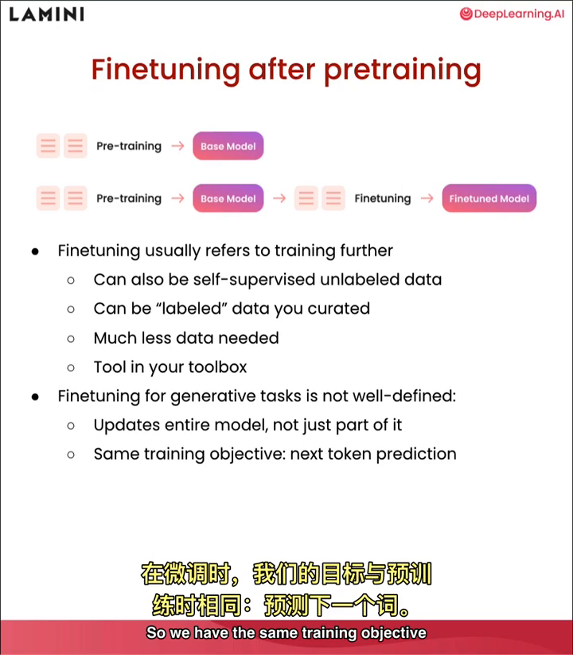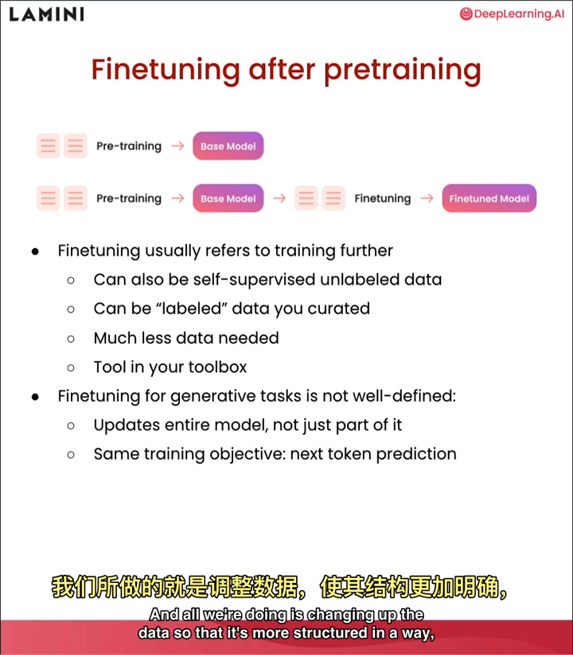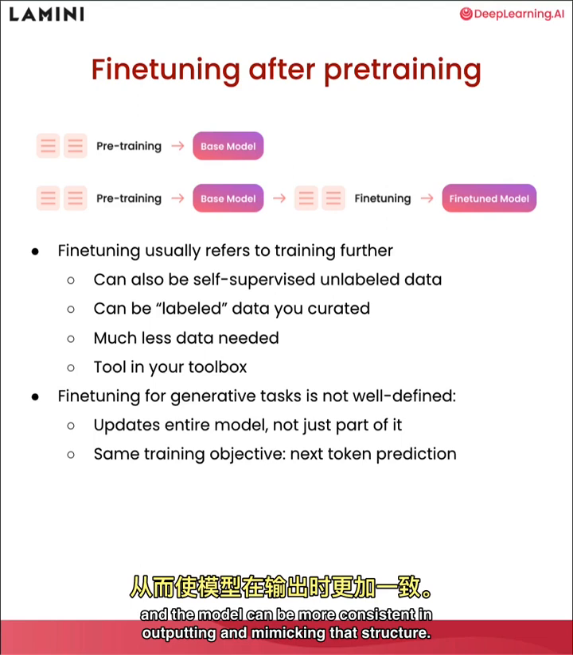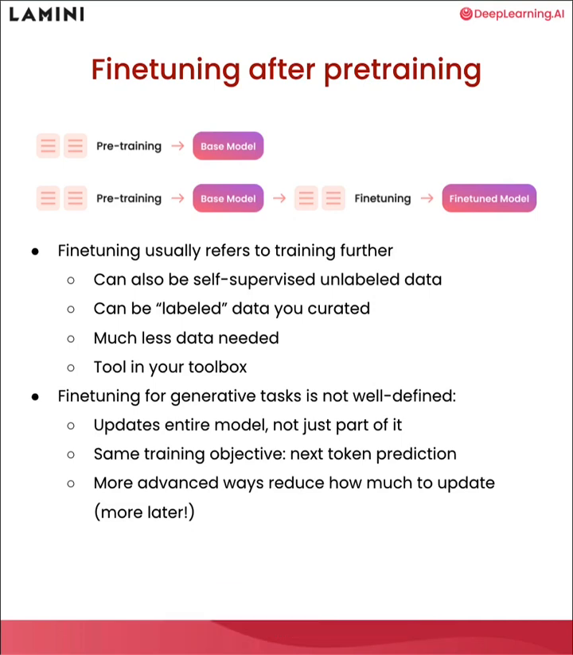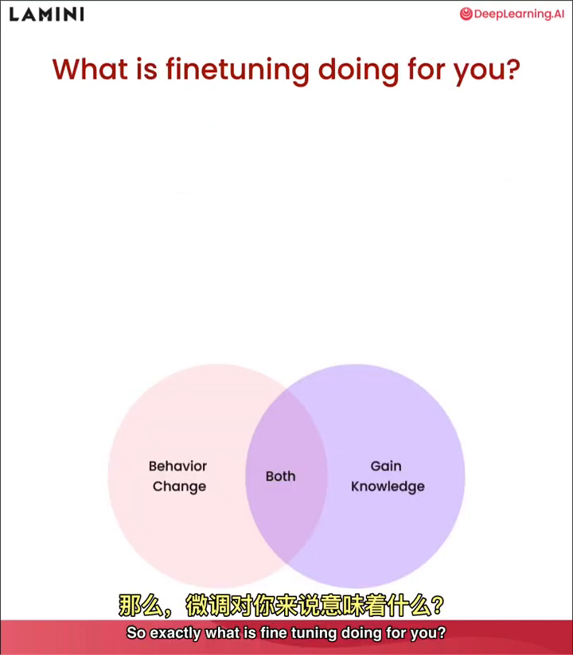So we have the same training objective as pre-training here for fine-tuning, next token prediction. And all we're doing is changing up the data so that it's more structured in a way and the model can be more consistent in outputting and mimicking that structure. And also there are more advanced ways to reduce how much you want to update this model, and we'll discuss this a bit later. So exactly what is fine-tuning doing for you?